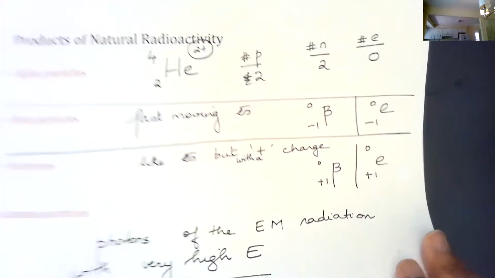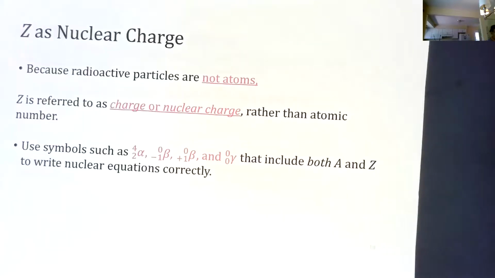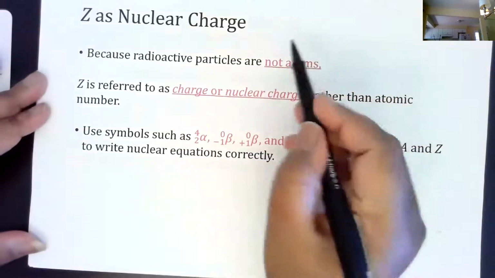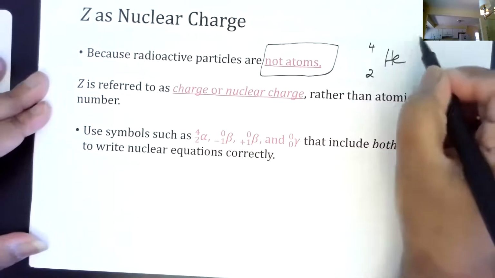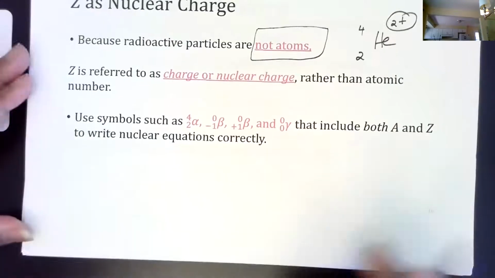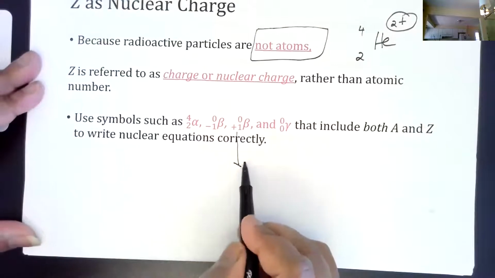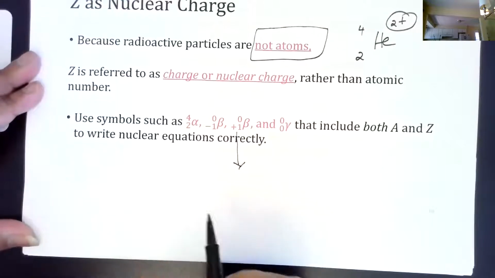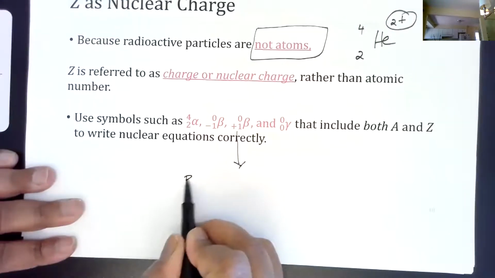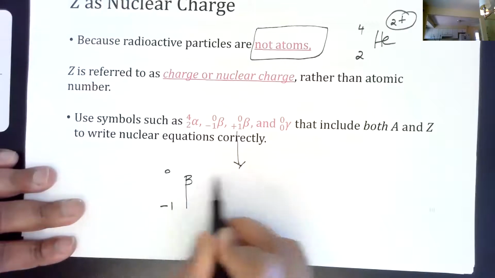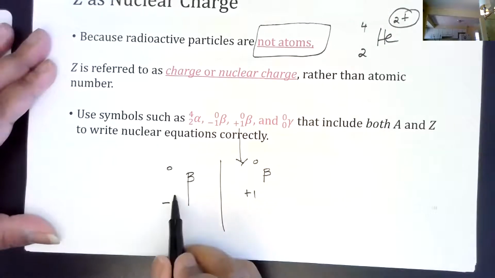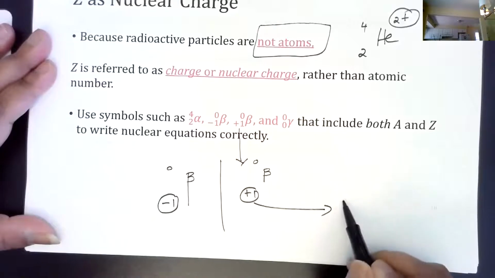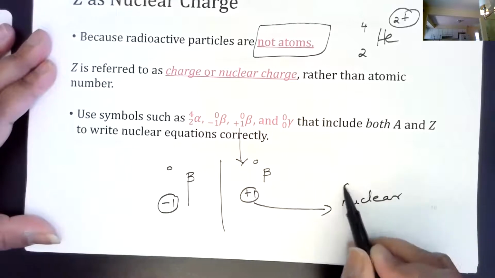Now you may want to keep one of these handy for when we do the equations. Radioactive particles are not atoms, like helium. It's not an atom, it's an ion here. See that? And in some cases, they sometimes say alpha instead of helium. For the beta, the -1, 0, or the beta +1, 0. These Z values refer to nuclear charge.